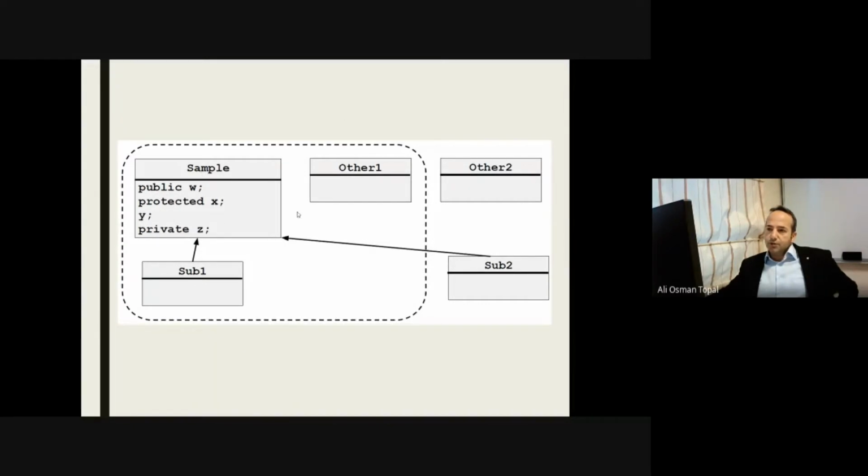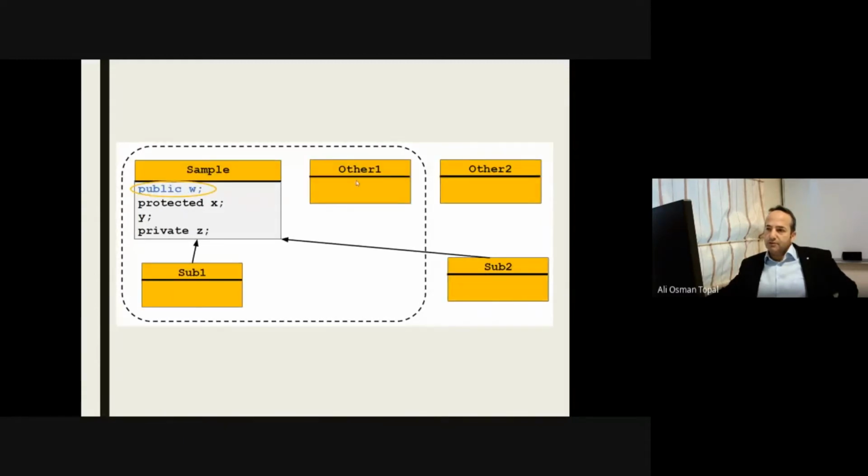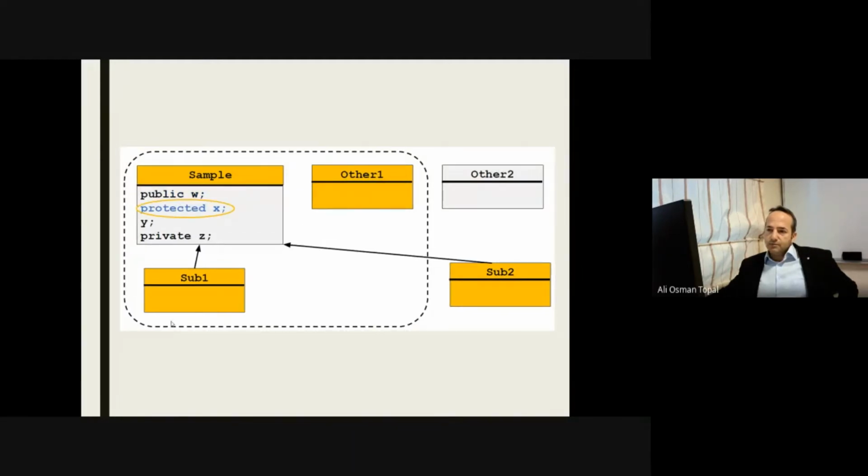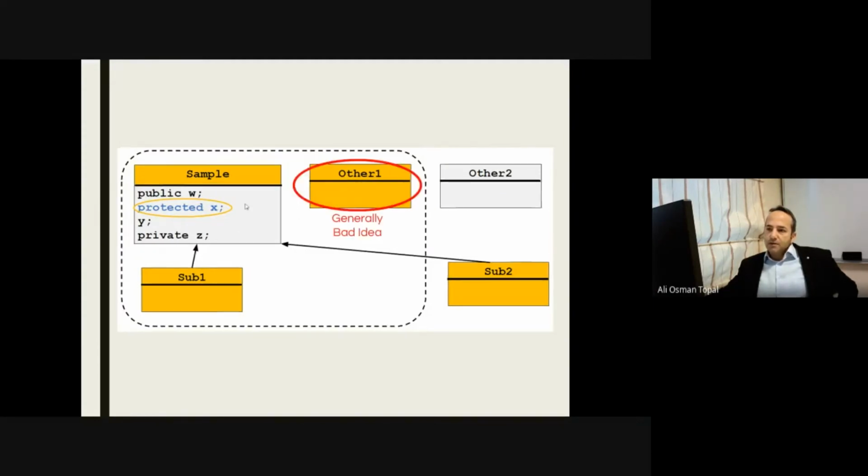Subclass, superclass. It is only in the same package, that's all. It has nothing to do with any of the other two. Public, they all can reach. If it is yellow, it means they can access them. Protected, only the package and subclasses can access them.